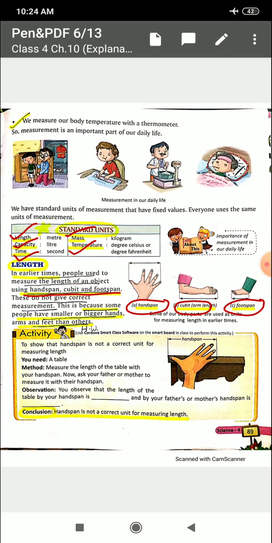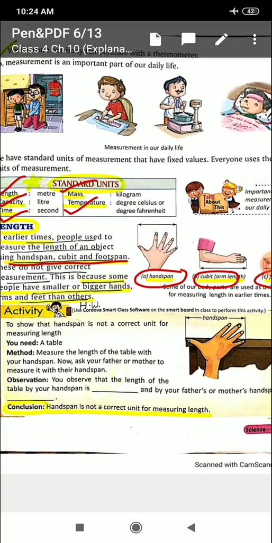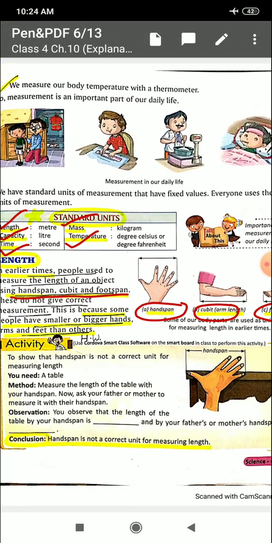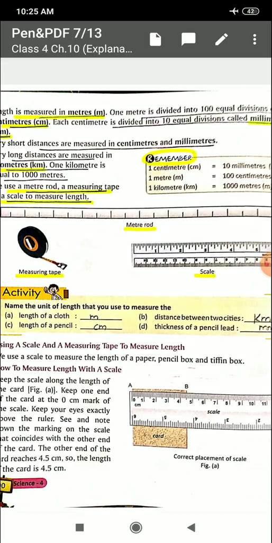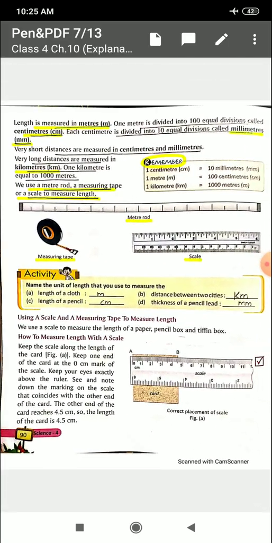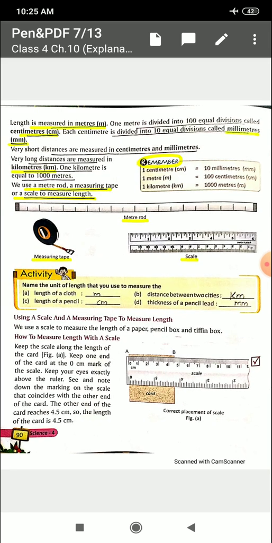So now we will study only the standard or fixed units and the instruments. This is the activity which I just now explained to you. You will do this activity with the help of your parents. After that, about the length. Now we need to discuss the fixed or standard units to measure length.